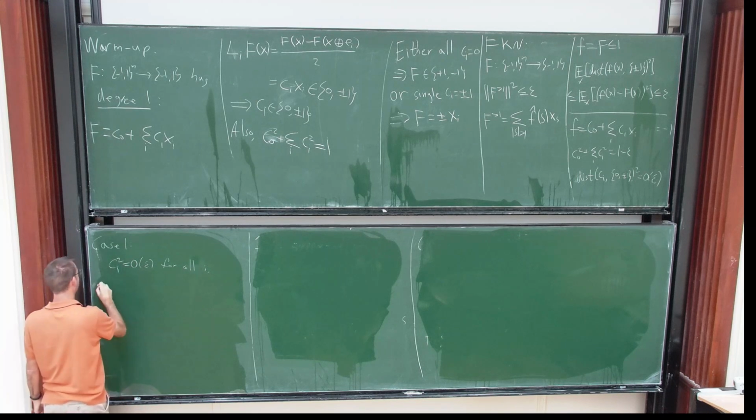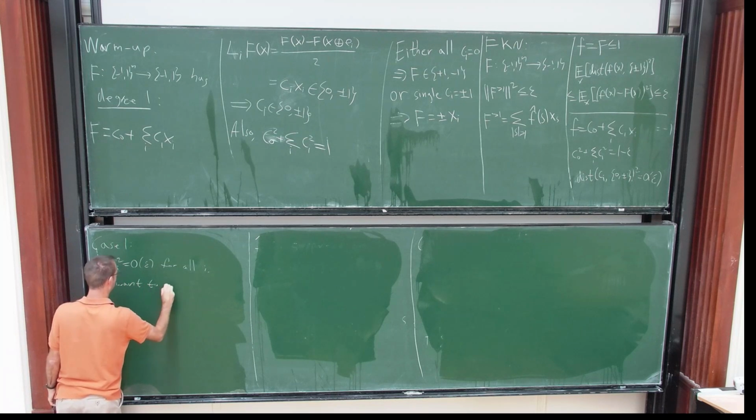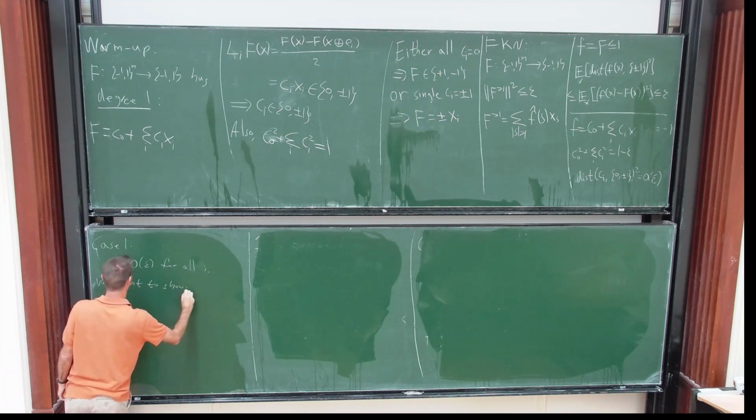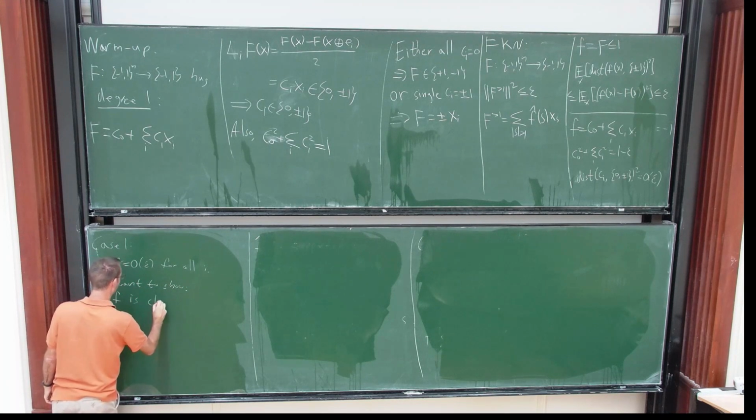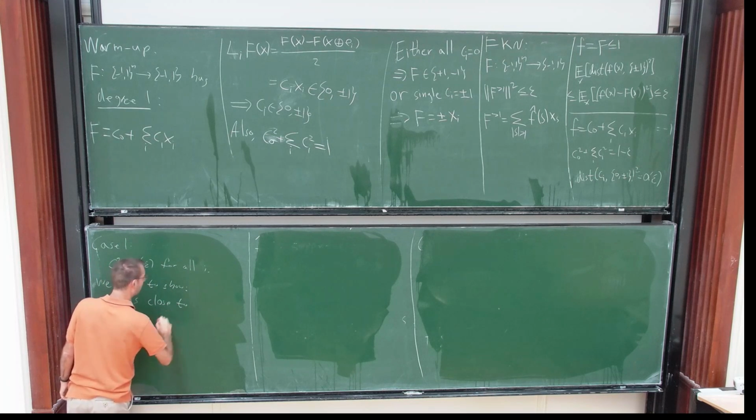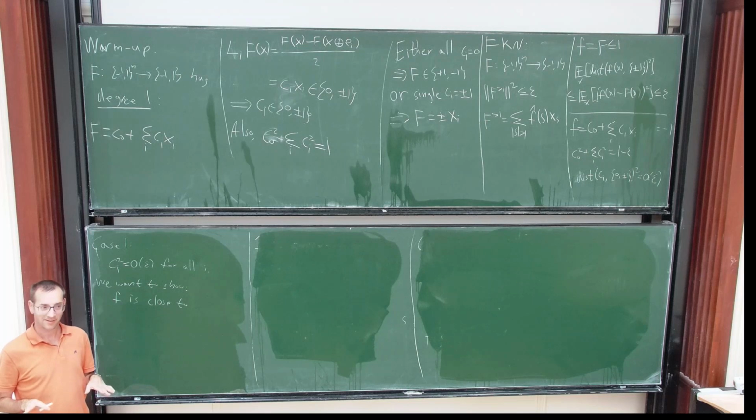In this case, we want to show that f is close to... Oh yeah, I didn't say the punchline, but the FKN theorem will state that the only thing which is possible is that you are close to either a constant function or a dictator. So there's no way to escape the paradox. Sorry, I forgot to say this punchline.